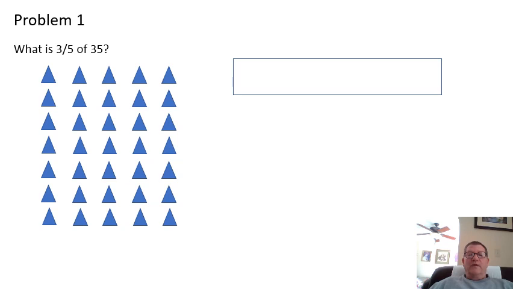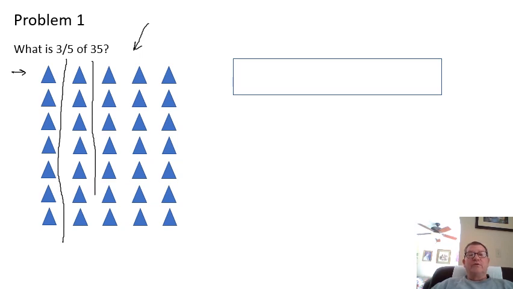Okay. So let's take a look at our first problem here. It says, what is 3/5 of 35? And if you notice over here, I have a set just like we had in the last lesson. You can see I've got 5 in each row. I've got 1, 2, 3, 4, 5, 6, 7 rows. So 7 times 5 is 35. And I've done those in rows of 5, so it's very easy for me to split it up into fifths. There's 1/5, 2/5, 3/5, 4/5, and our last one is 5/5.